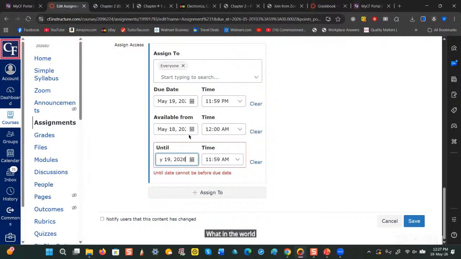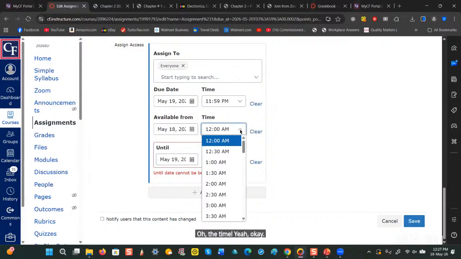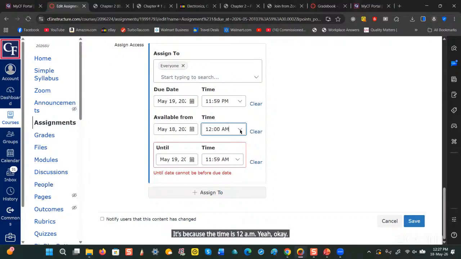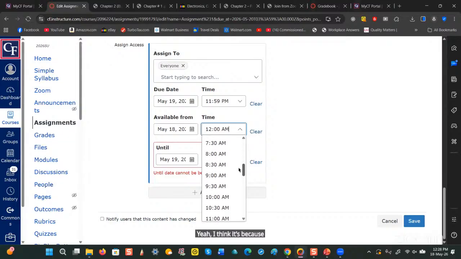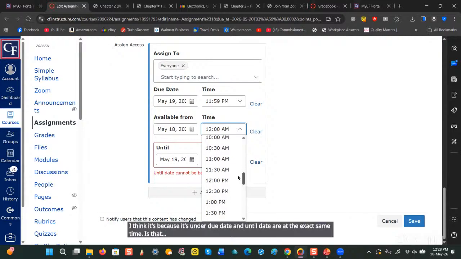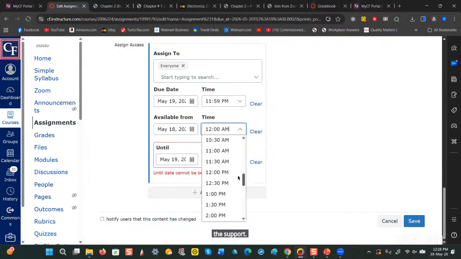What in the world? It's because the time is 12. Oh, the time. Yeah, okay. The one below it. Yeah, I think it's because your due date and until date are at the exact same time, and it considers that to be before. And so you have to make the until date like the next day at 12.